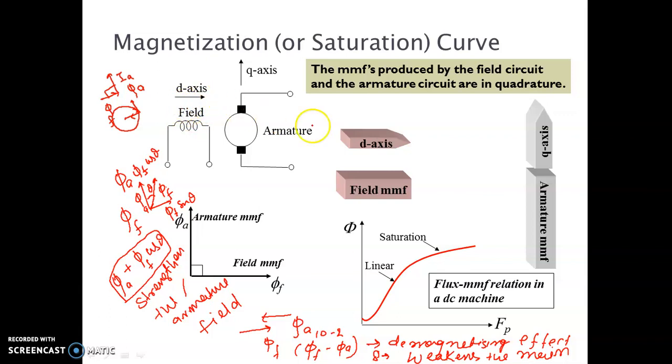So this main field flux direction is called the direct axis, and this axis is called the quadrature axis. The armature MMF is along the Q axis. In this diagram you see this relation is given here, phi f, and this is phi armature MMF. MMF means the number of turns on the armature and the current on the armature.